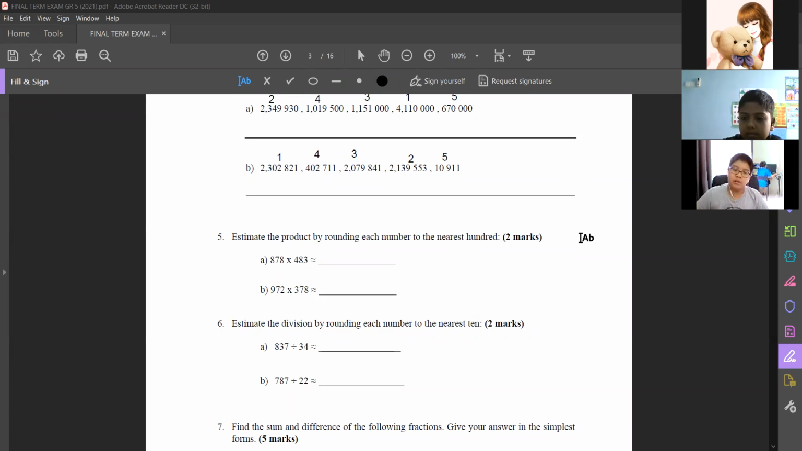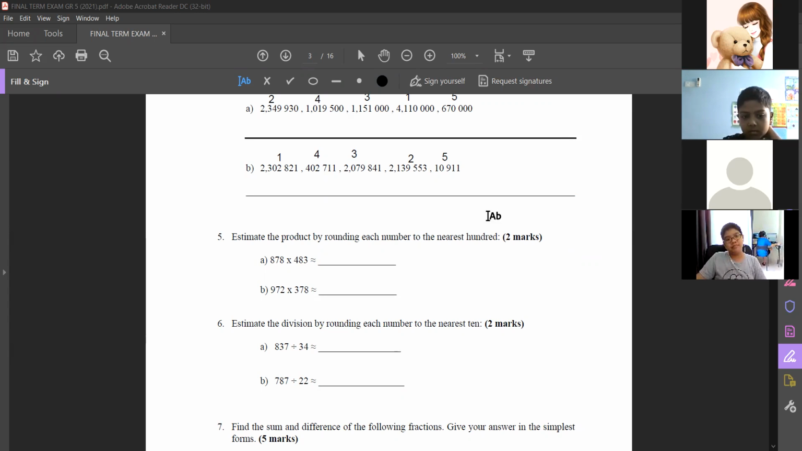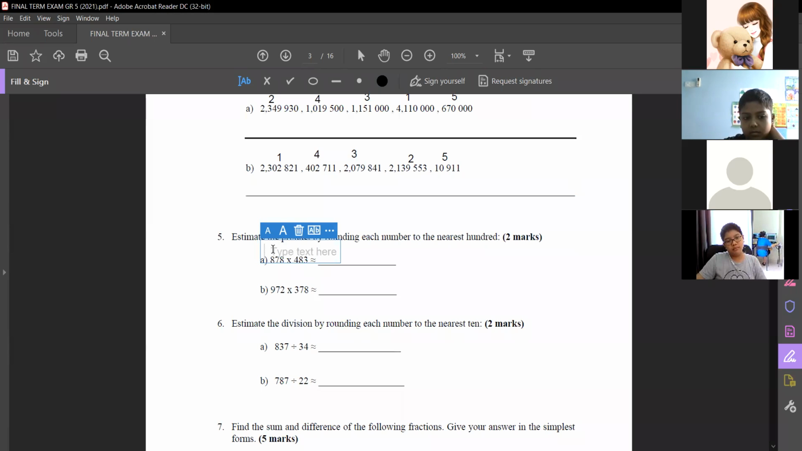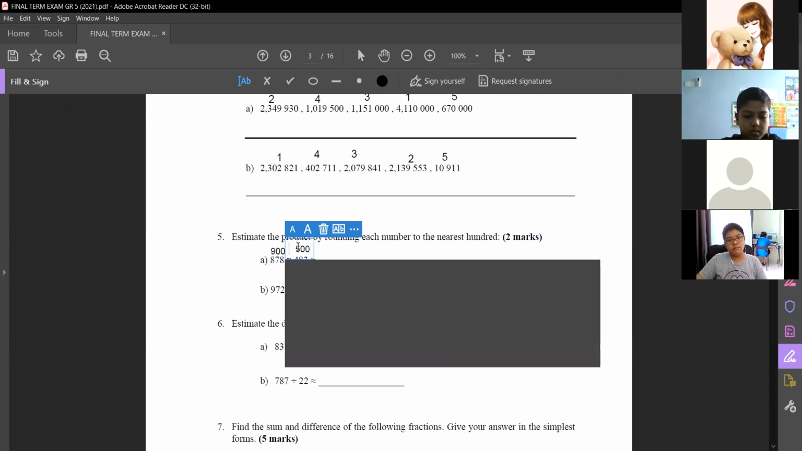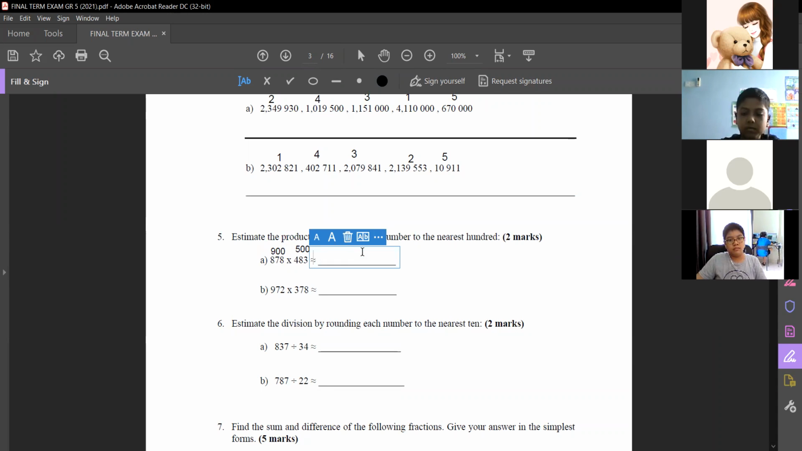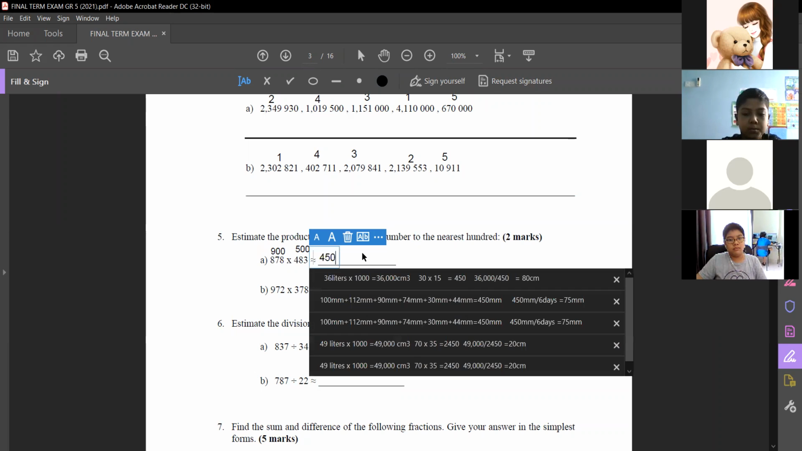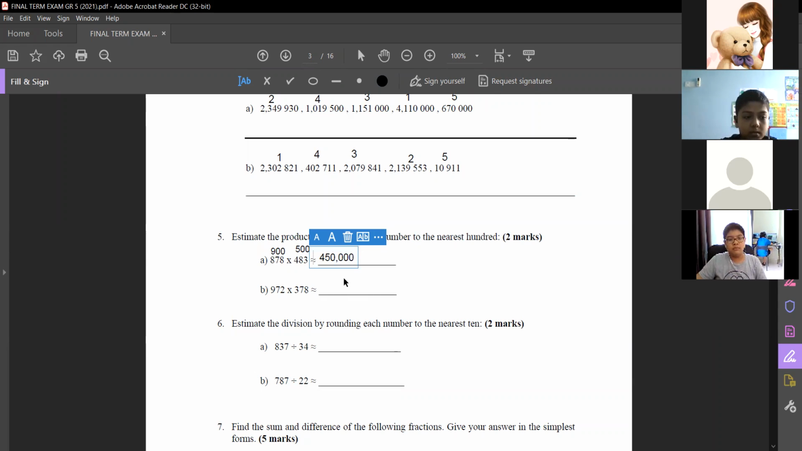Okay, this one. Class, what is your answer after you round off to the nearest 100? Your multiplier. 9? 900. 900 and then 500. Very good. 900 times 500 is equal to 450,000. Right. This is the correct answer, and this is the correct method.